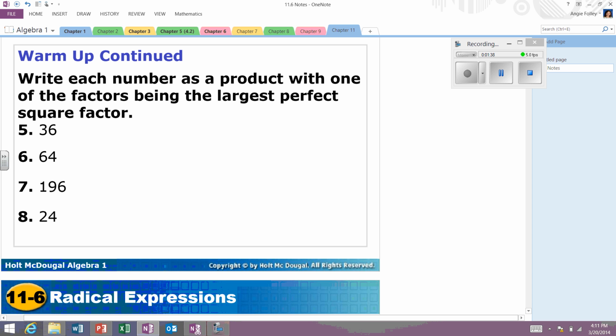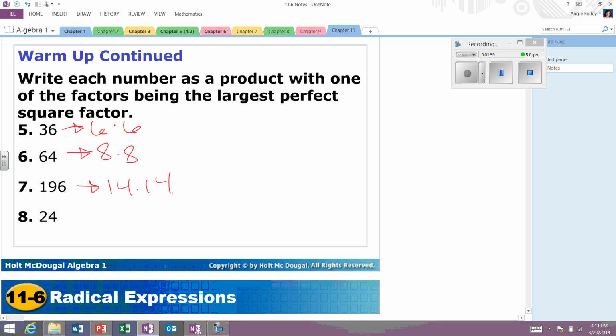I'm actually going to just take the square root of these first 3 and then show you what I mean on the last one. So the square root of 36 is 6, which is 6 times 6. 64 is equal to 8 times 8. 196 we did is 14 times 14. Okay, now 24 is not a perfect square.